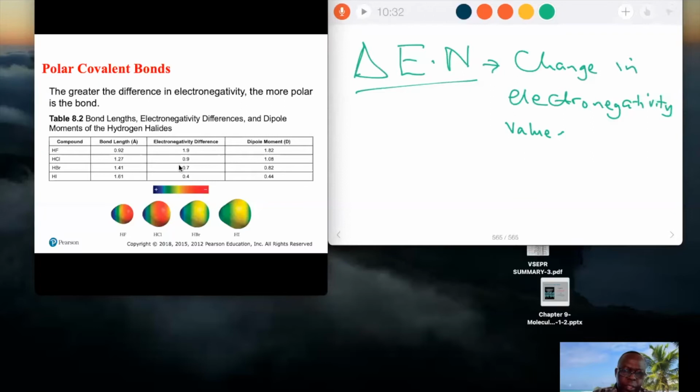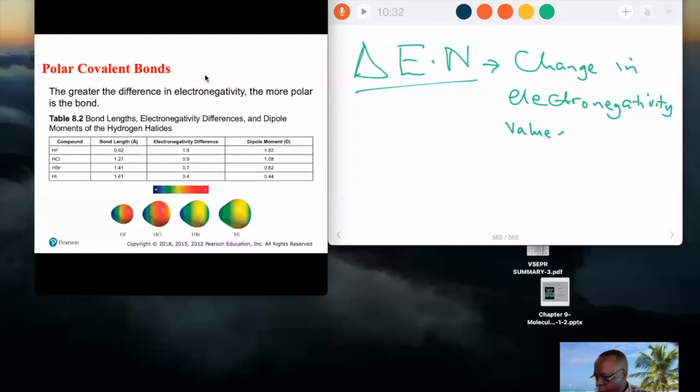The values you see here tell us whether the bond is polar or non-polar. You will be given the electronegativity value for each element. You don't need to memorize 1.9 or 0.9. The difference here is based on what you will be given, either for each element.